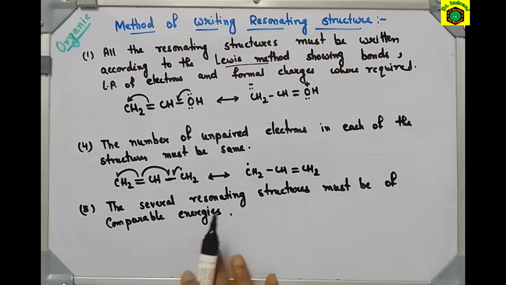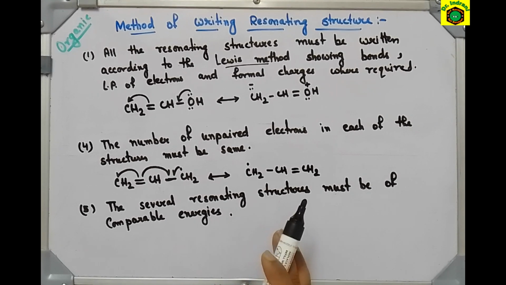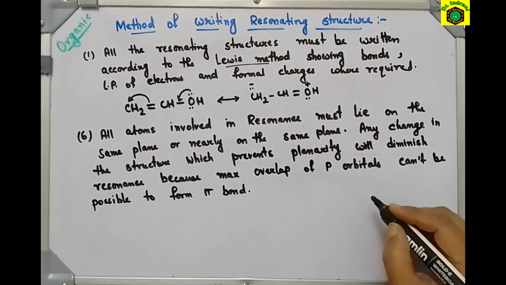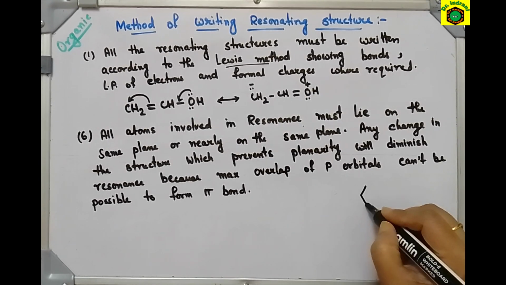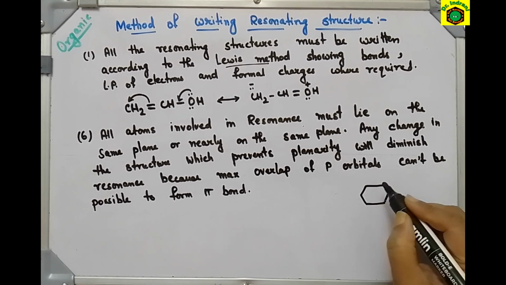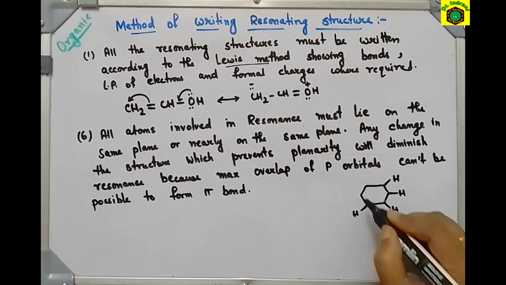Next rule, resonating structures must have almost similar or nearly similar energies. So it is written that the several resonating structures must be of comparable energies. Now for the next point, we have studied the resonance of benzene, that the sigma skeleton of benzene lies on a plane.